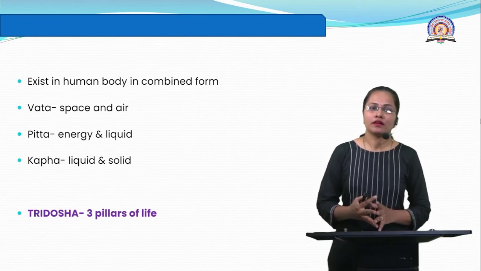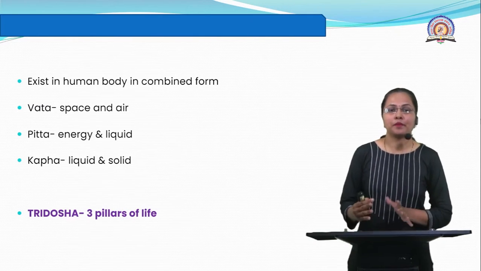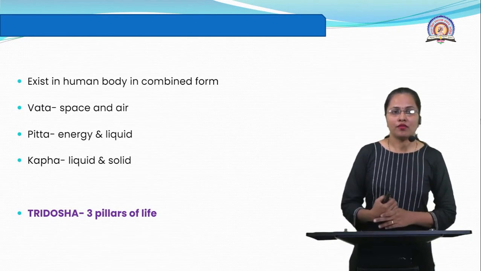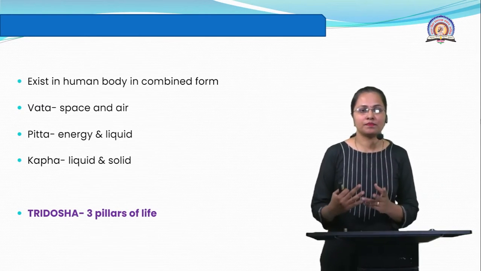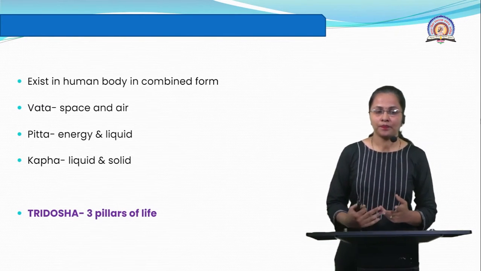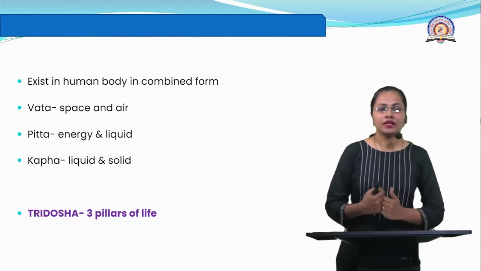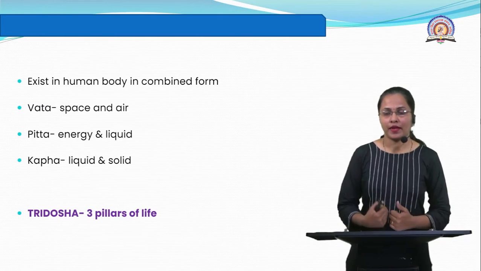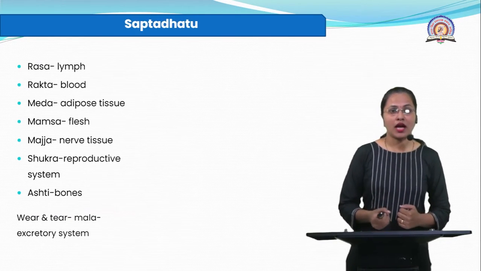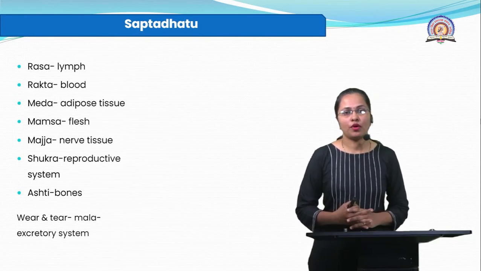These five basic elements exist in the human body in combined form, and combined they form three different pillars of life. They are vata. Vata is made of space and air. Pitta is made of energy and liquid. Kapha is made of liquid and solid. Collectively, they are referred to as the three dosha, and these three dosha form a pillar of life. These three dosha combine and work collectively to form the Saptadhatu of the human being.